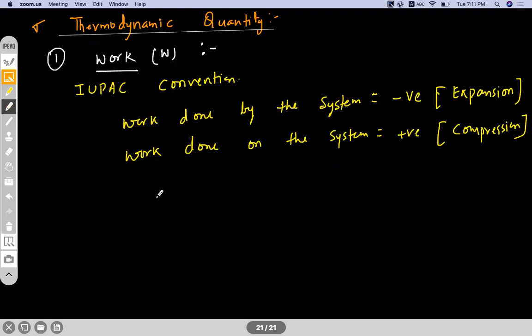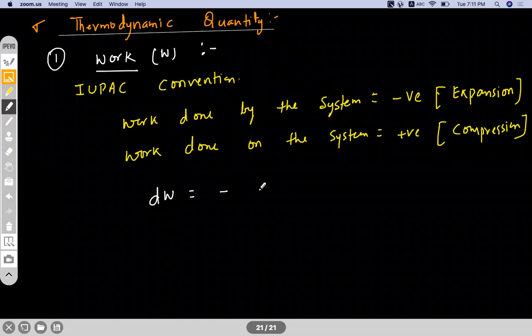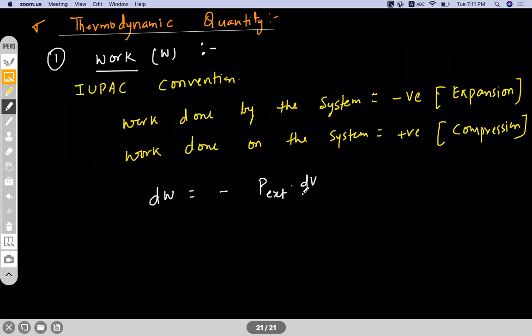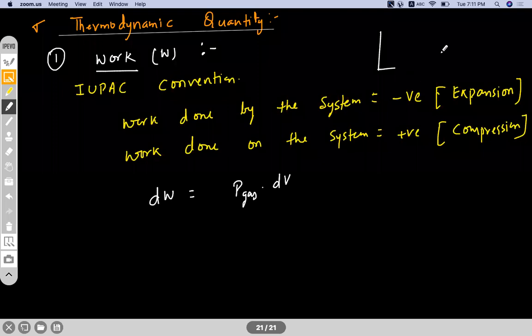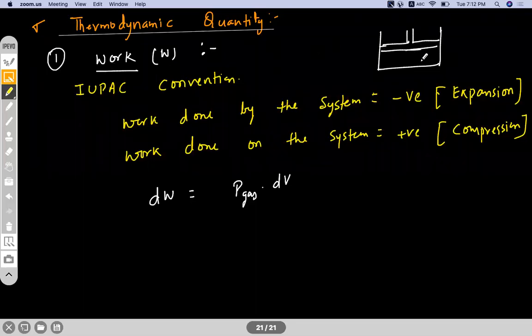How do we define work done? Work done dW, we always define as minus P external into dV. Minus P external into dV. Or we'll use this expression only. I'll just write down first this. It is P of gas into dV. This is the work done we have over here. Pressure of gas. If you look at this piston cylinder system, pressure of gas is this. From inside it is happening, right? And external pressure is this. EXT, external. So if this pressure is positive, it means this pressure is negative. Just a sign convention. P external is positive.